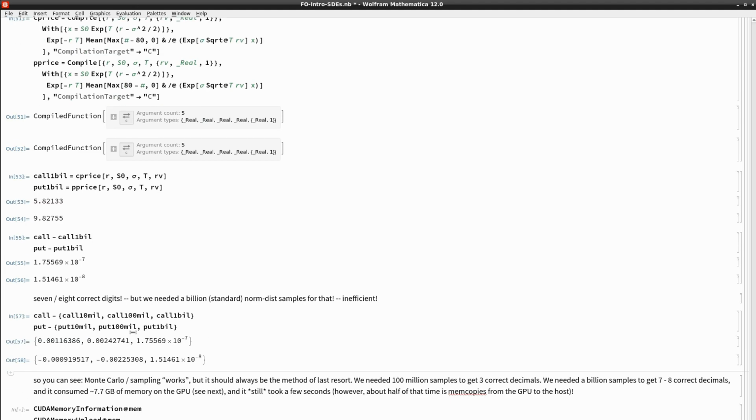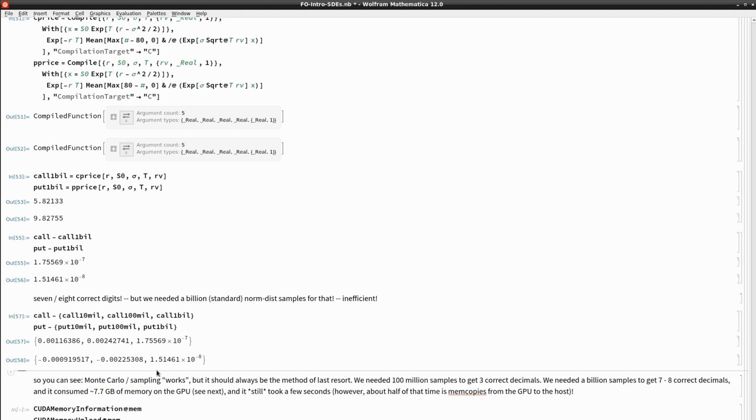Let's look at the table, the difference comparison for 10 million, 100 million, and 1 billion, right? Here we have 2 correct decimals, and we still have 2 here for 100 million samples, and we needed 1 billion samples to get 7 to 8 digits correct, right? So you can see that Monte-Carlo sampling is a method that definitely works.